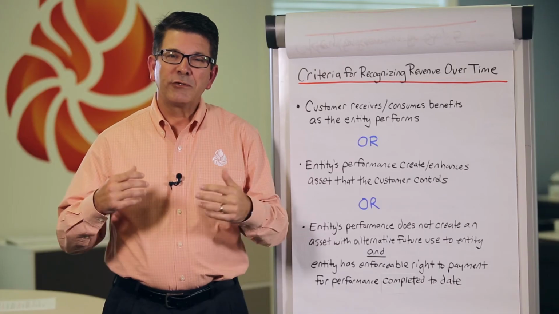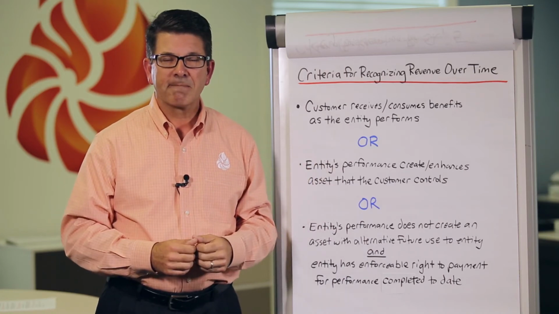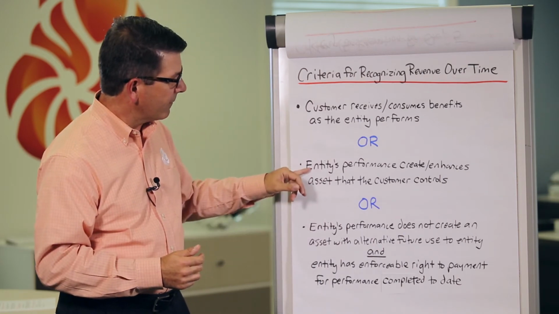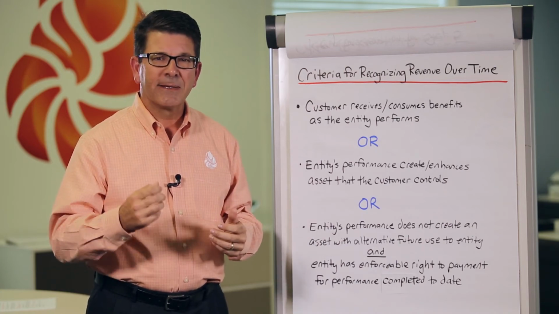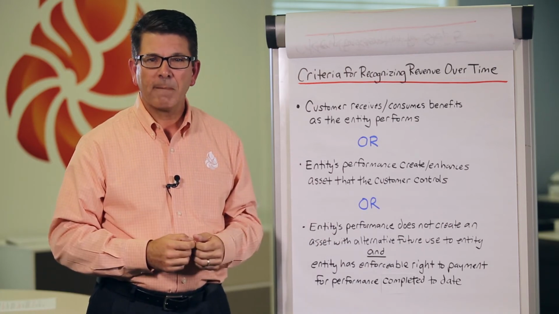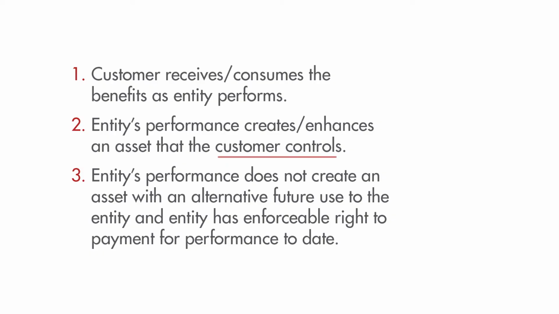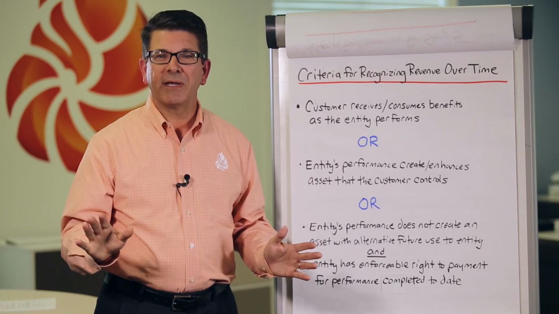the customer? Do the Coopers receive or consume benefits as the entity is performing? That's doubtful. It's not like they're going to live in a half-built house. However, does the entity's performance create or enhance an asset that the Coopers actually control? In this case, because the Coopers own the land, we would deem that actually they control the asset as well, and therefore Jackson Homes would recognize revenue over time.